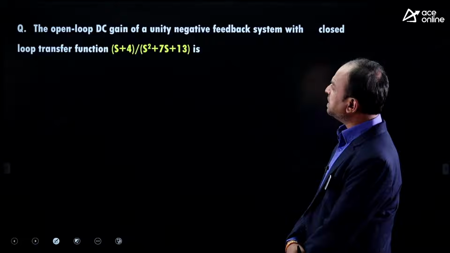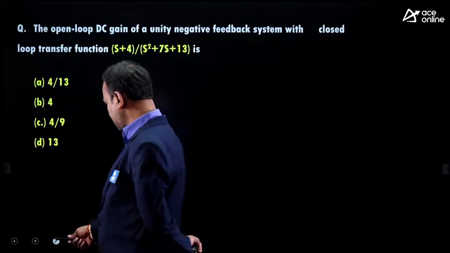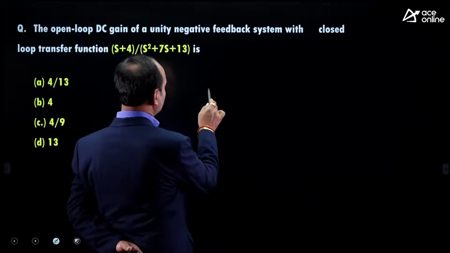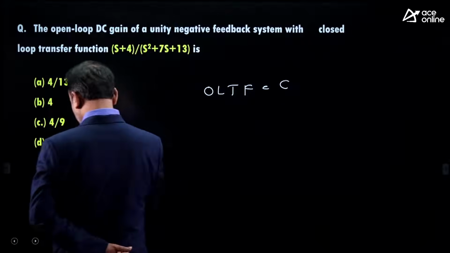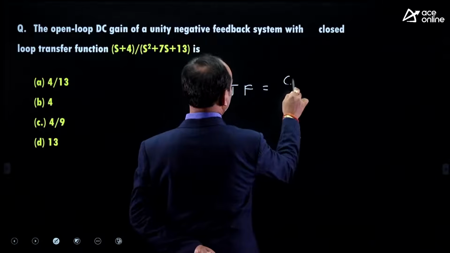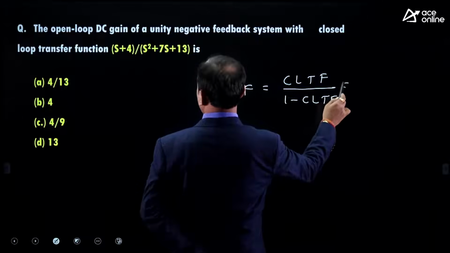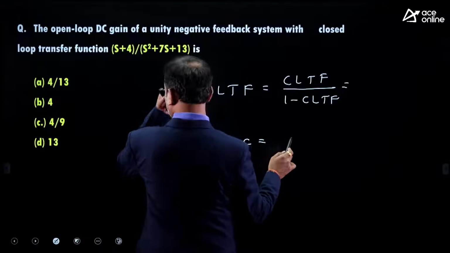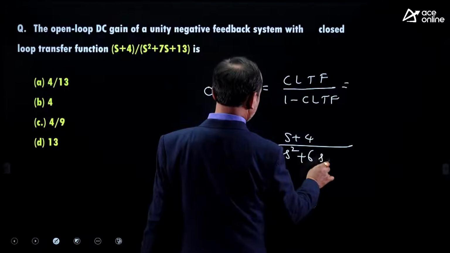Open loop DC gain of the system is given. The examiner gives a closed loop system and is asking for the open loop system gain. If open loop is given, we know how to convert to closed loop. But how to convert closed loop to open loop? There is a simple shortcut formula: open loop transfer function equals closed loop transfer function divided by 1 minus closed loop transfer function. Directly substitute this formula and you will get s plus 4 upon s square plus 6s plus 9.